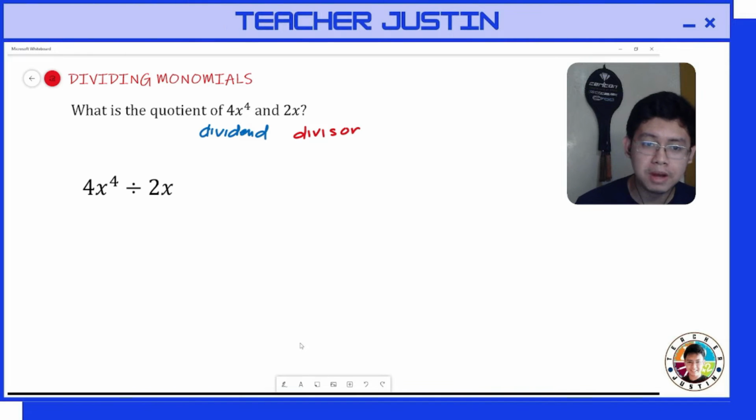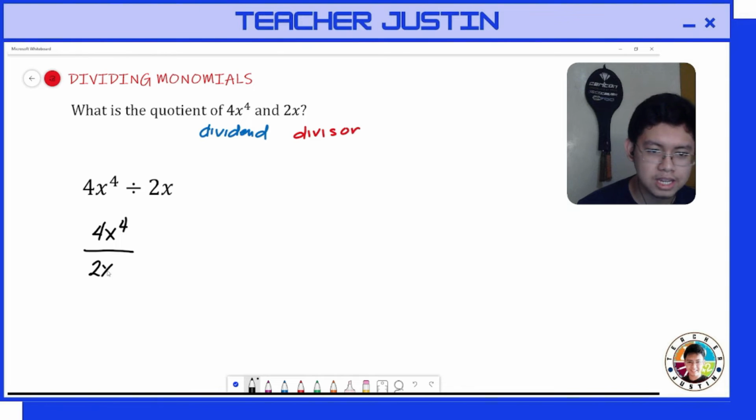4 divided by 2x. So we can rewrite this into a fraction form, wherein our dividend will be the numerator. So 4x raised to 4 will be in the numerator, and our divisor will be our denominator. So 2x will be placed under 4x raised to 4.